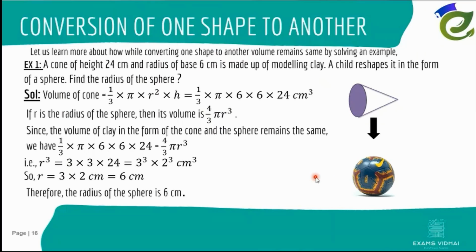So the conclusion you should take from this problem is, when an object is converted from one form to another and acquires the shape of another object, the volume remains the same. Here clay is the volume which is initially acquiring the shape of a cone and then transforming itself into the shape of a sphere. Hence volume remains the same.